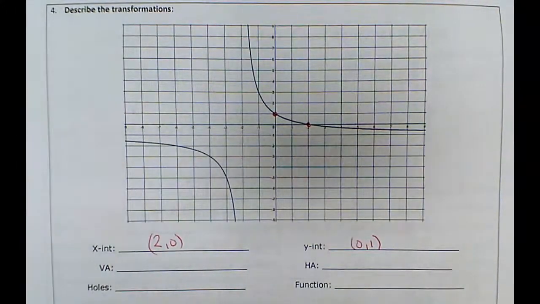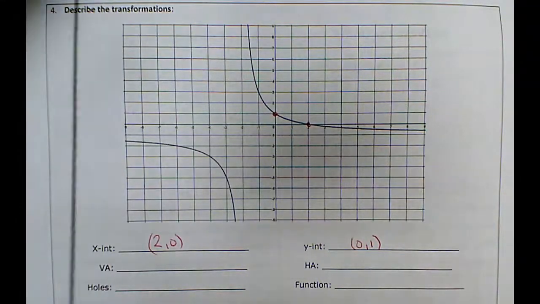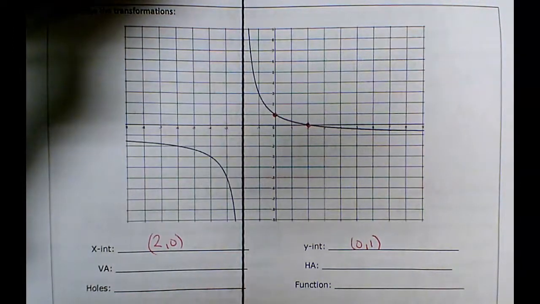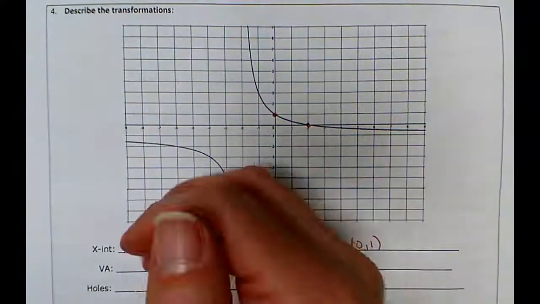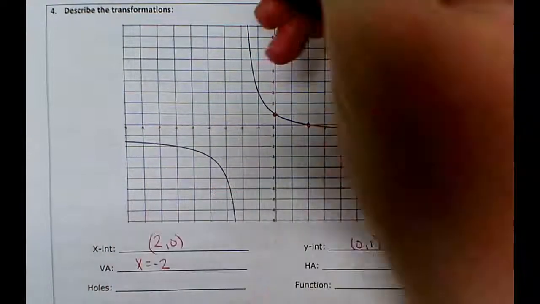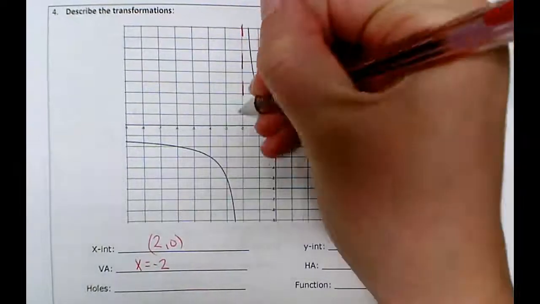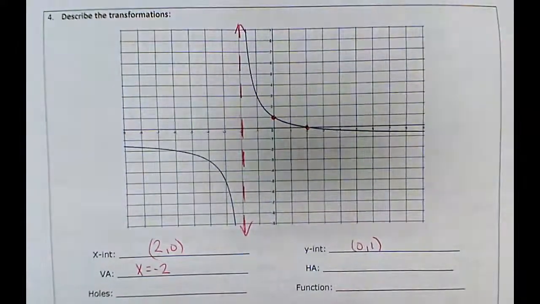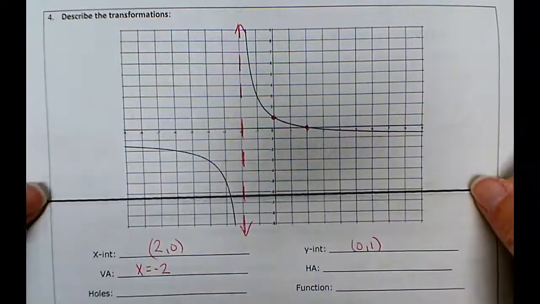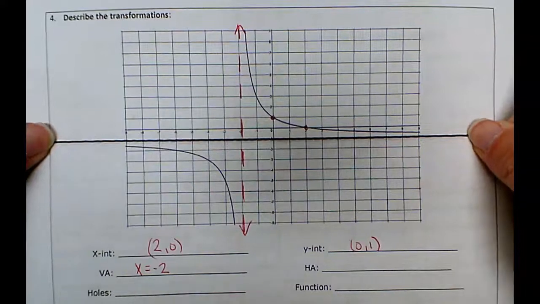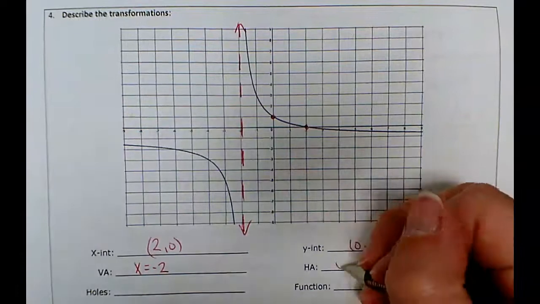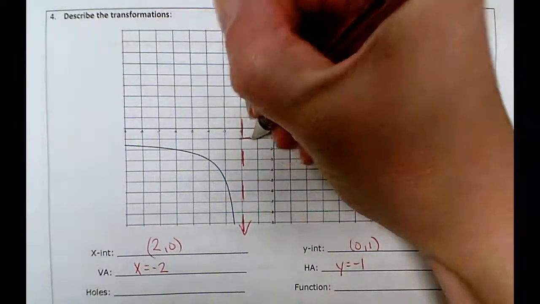The vertical asymptote, it might be helpful to have a chain or some kind of string. So the vertical asymptote looks like it's right here. That's going through an x value of -2. So I'm going to go ahead and draw that in. The horizontal asymptote looks like it's about right there. So that's going through a y value of -1. So I'm going to draw that in.